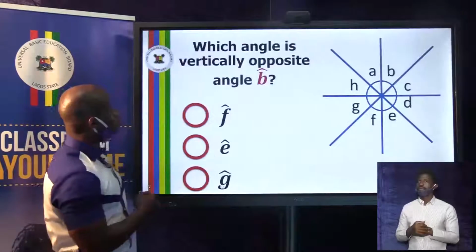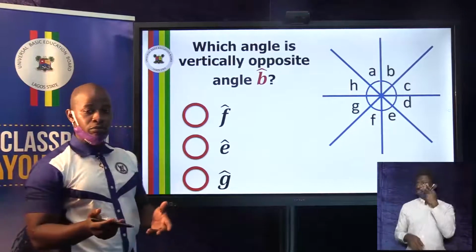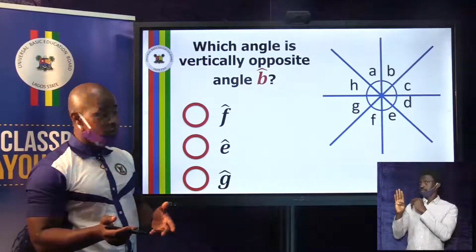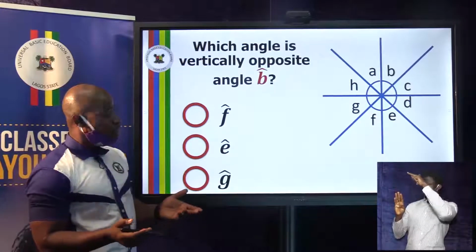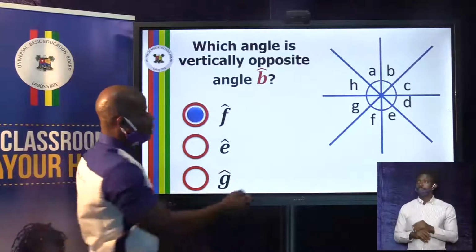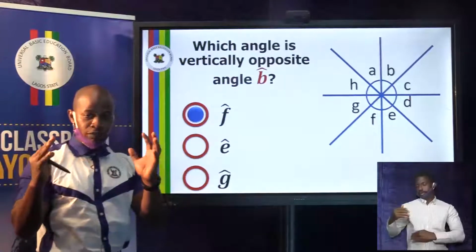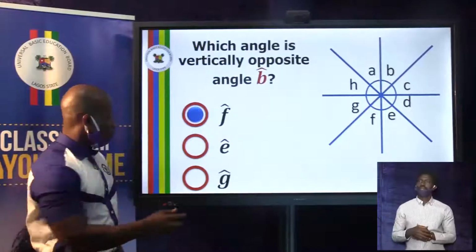This one says which angle is vertically opposite to B? Can you identify that from the diagram? Is it going to be G, F, or E? Well, the correct one should be F, because it's directly on the other side. I've told you that vertically opposite angles will look as if they want to close each other.